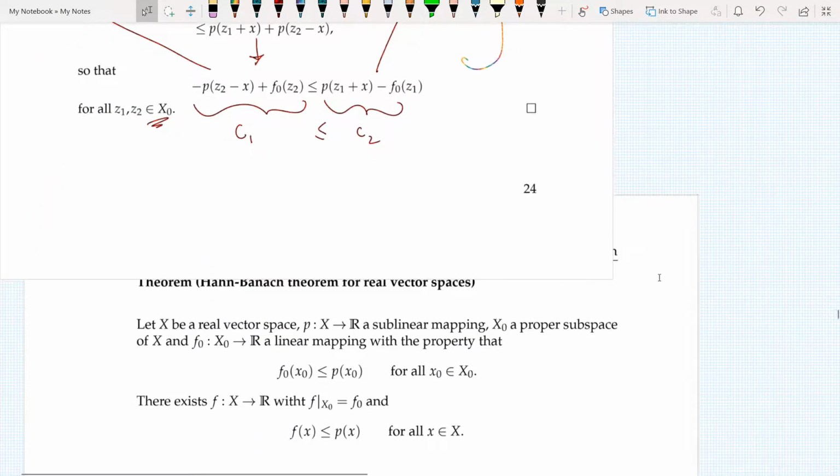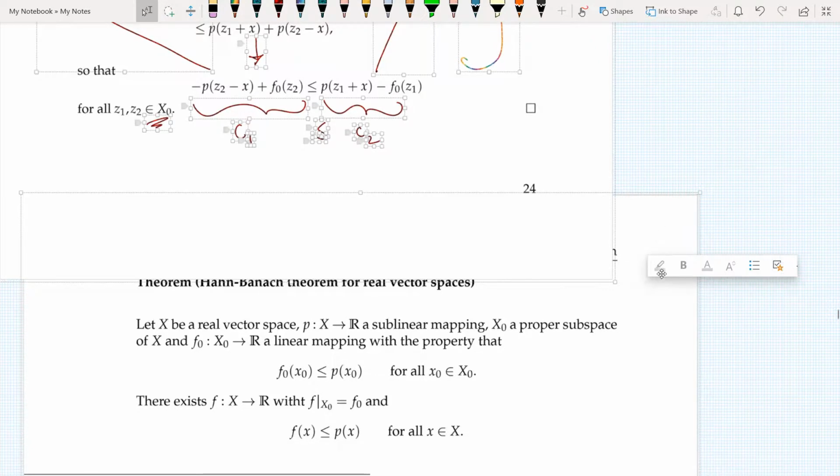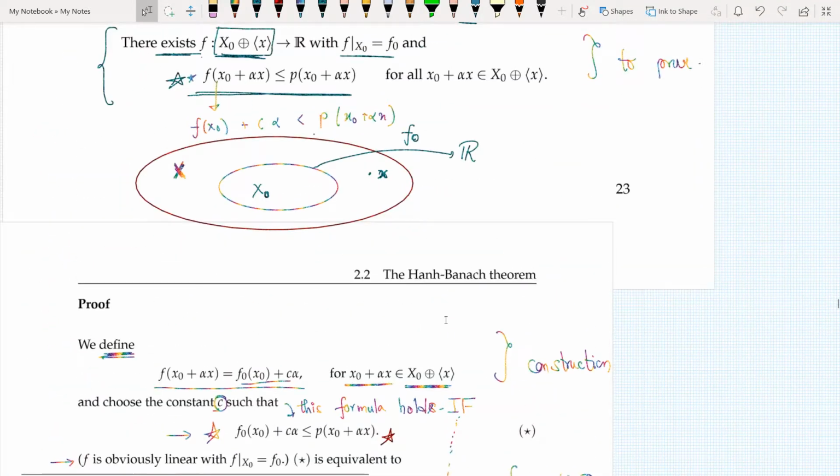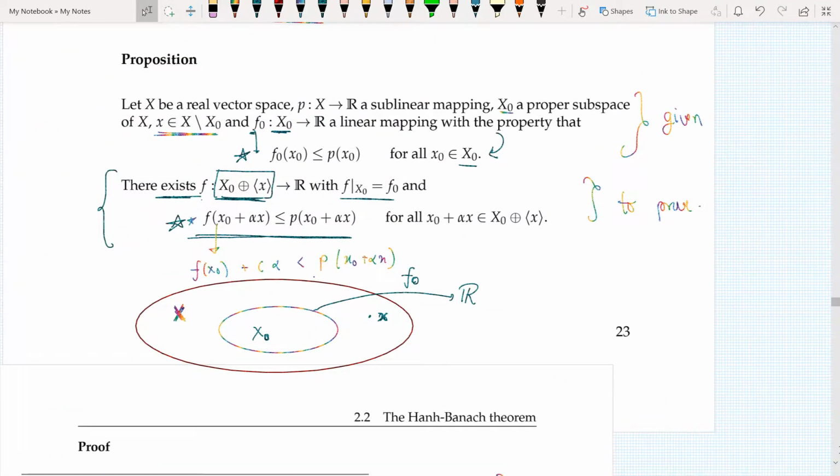So what have I done till now? What I have done is something which is very beautiful. I got a function f naught defined on X naught to the real numbers. It's a linear mapping and it had a certain property. And now I extended the definition of my linear functional such that f restricted to X naught is equal to f naught, and it satisfies this property.